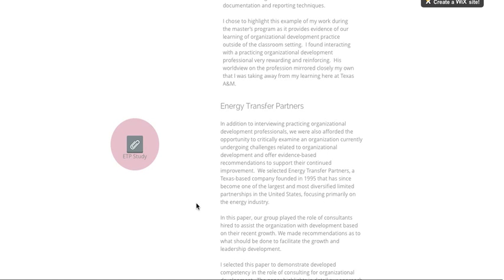In the Energy Transfer Partners paper, our group played the role of consultants hired to assist the organization with development based on their recent growth. We made recommendations as to what should be done to facilitate the growth and leadership development that will allow them to adapt to the growth accordingly.